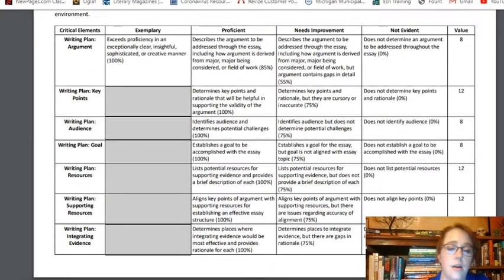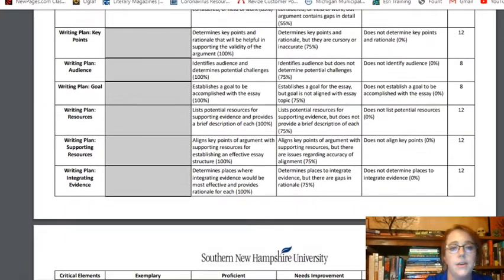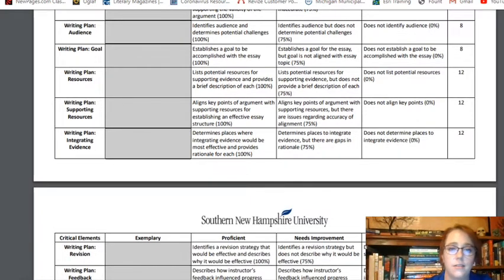So let's take a look at our argument. To be proficient, do you describe the argument to be addressed in the essay and include how it is connected to your major? 3 key points. Do you provide 3 key points? Awesome. Who is your audience? What challenges are you going to have in meeting them? The next critical element is our goal. What's your goal? Do you state your goal? Awesome. That one's pretty straightforward.